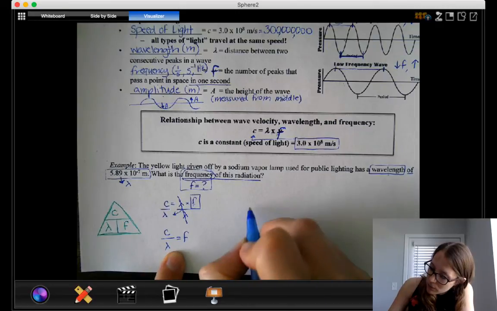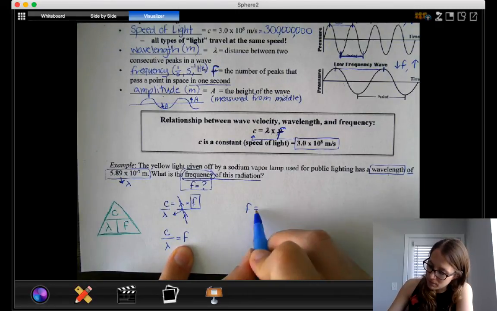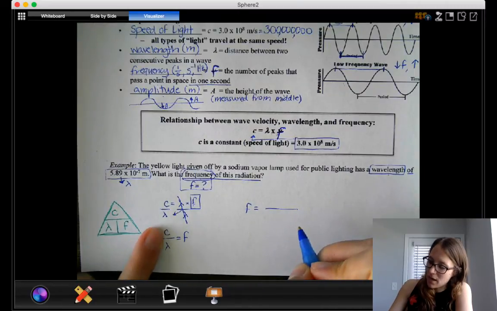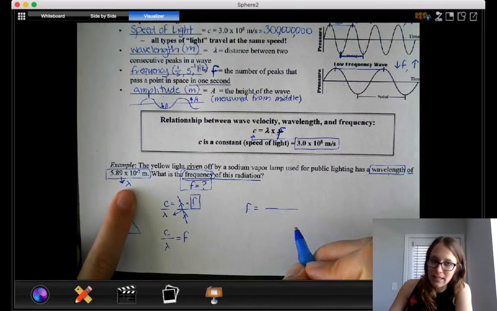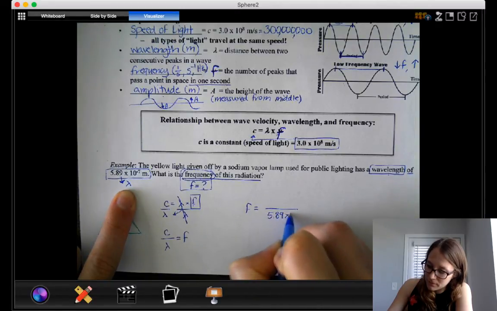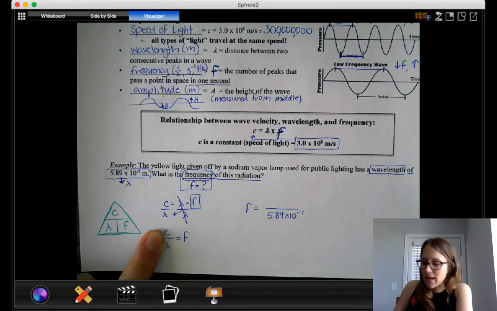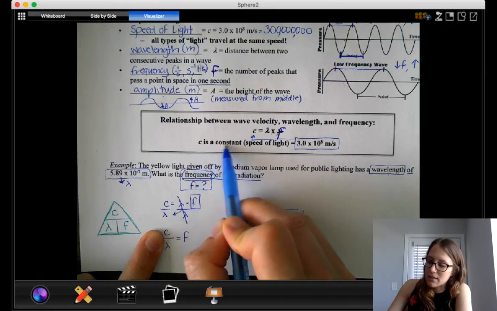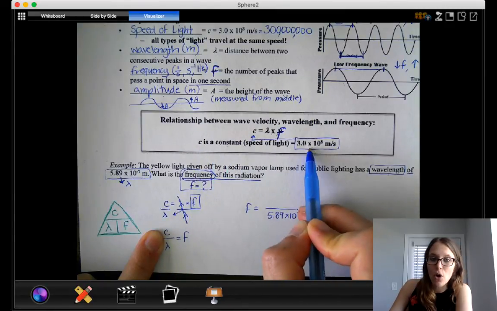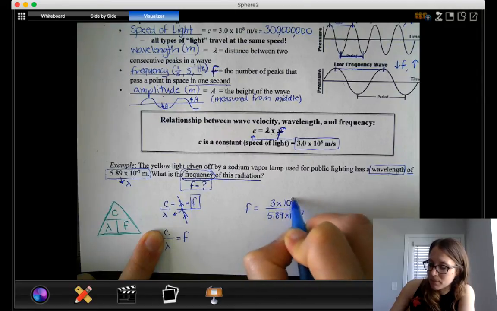All right, so f is the variable we don't know, so I'm going to write that down. And then I need c on the top and wavelength on the bottom. I labeled that I have wavelength, so I'm going to go ahead and write that down here. And then on the top I need c, and I didn't see a c given in the problem, but remember that c is a constant. c is the speed of light, and it is always 3 times 10 to the 8th. So I'm going to go ahead and write that on the top.